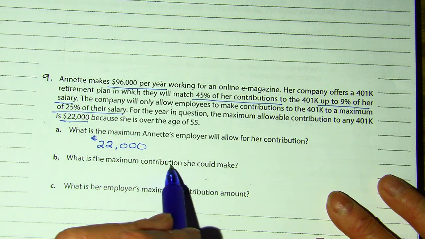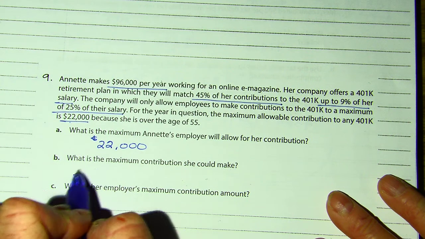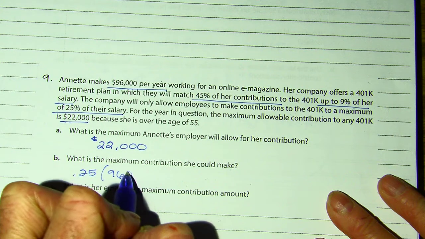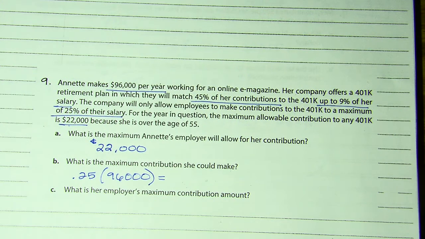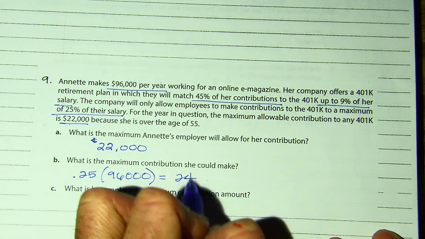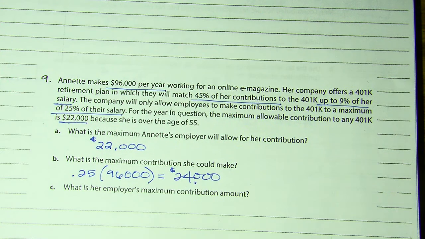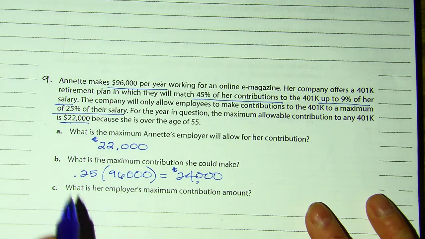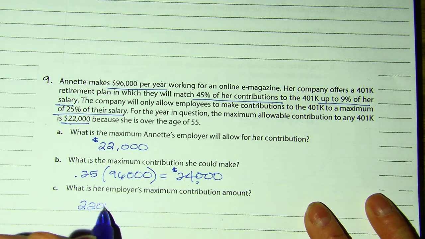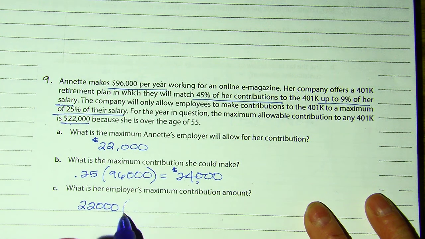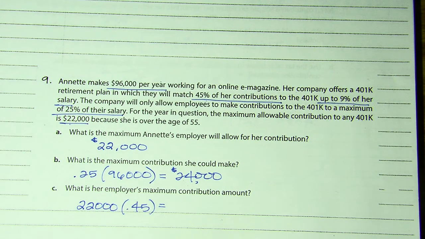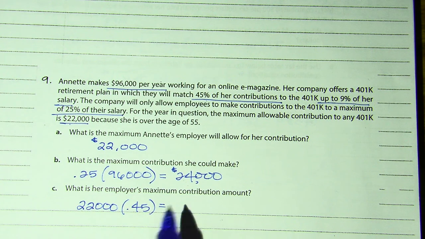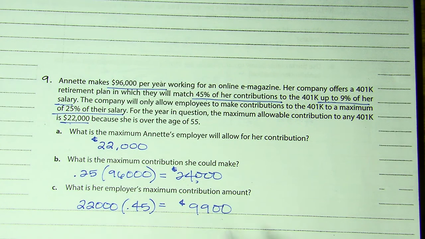because it says right here that's the max. What is the maximum contribution she could make? Well, she could make 25% of her salary. So what's 25% of $96,000? That would be $24,000. So that's what she could make if they didn't limit it. What is her employer's maximum contribution amount? Well, if she can contribute $22,000, they're only going to match 45% of that, so 0.45. So 22,000 times 0.45, they will contribute 9,900. She doesn't have to.